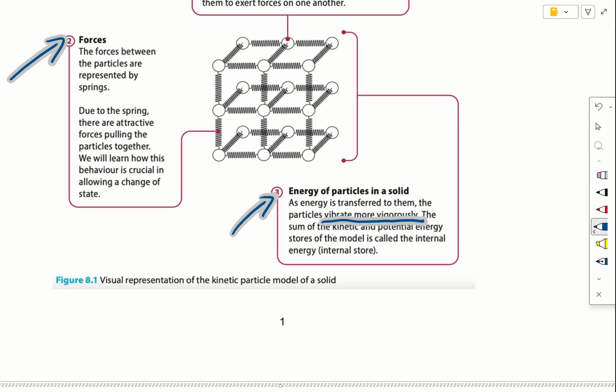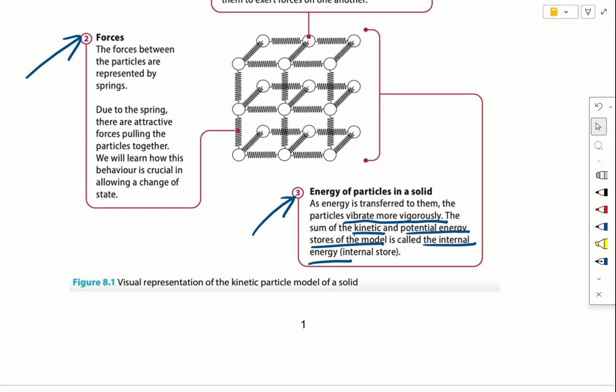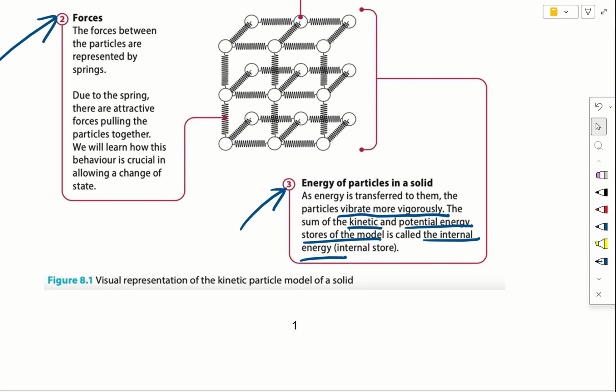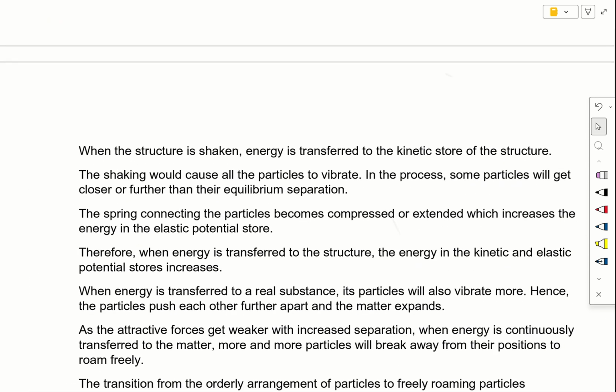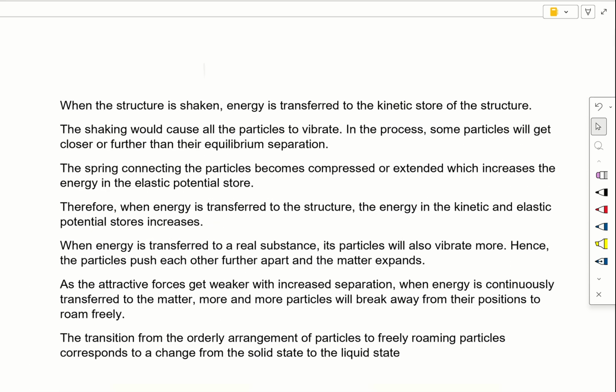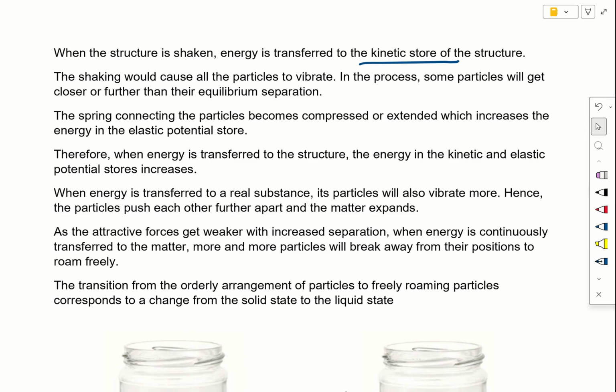Now, the sum of the kinetic and potential energy stores of the model is called the internal energy. So we have been talking about the internal energy store of the surroundings, the internal energy store of an object. So this is what they are referring to. Okay, so we continue with the model's explanation. When the structure is shaken, energy will be transferred to the kinetic store of the structure. The shaking will cause all the particles to vibrate. So in the process, some particles will get closer or further than their equilibrium separation.